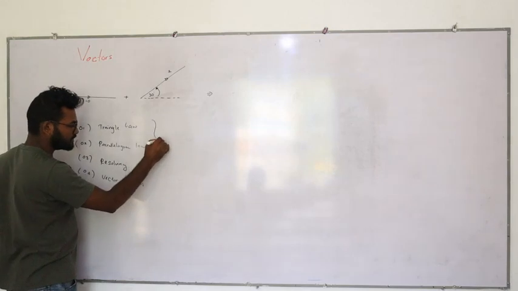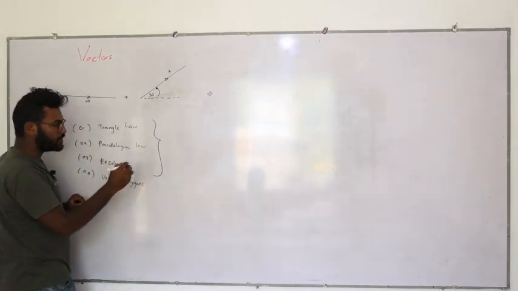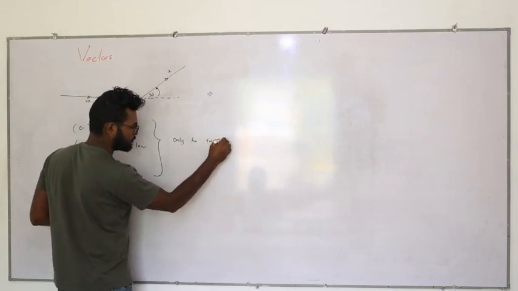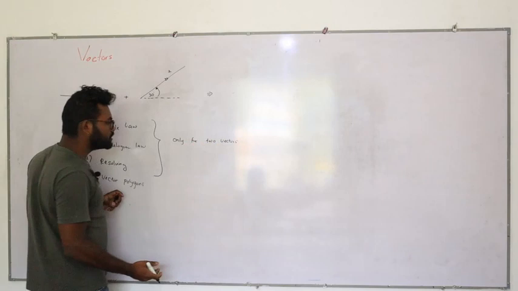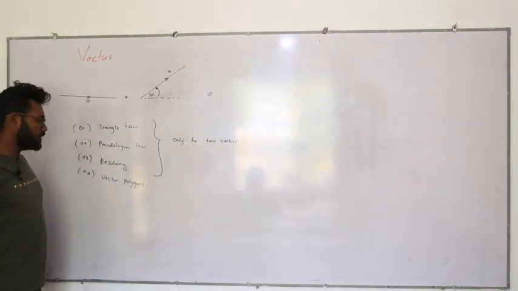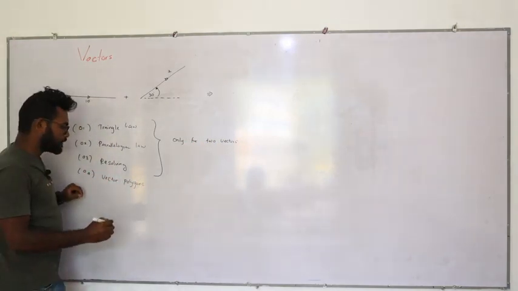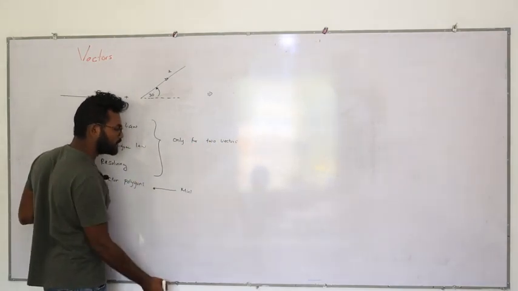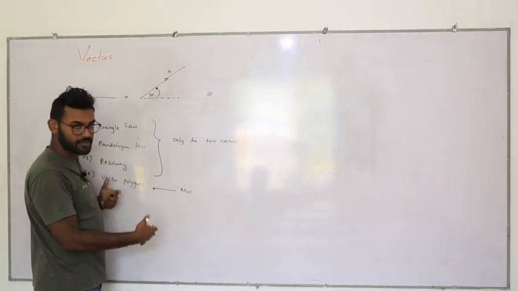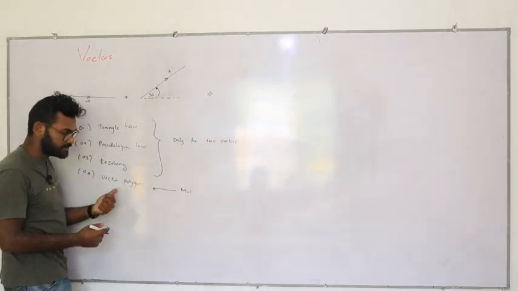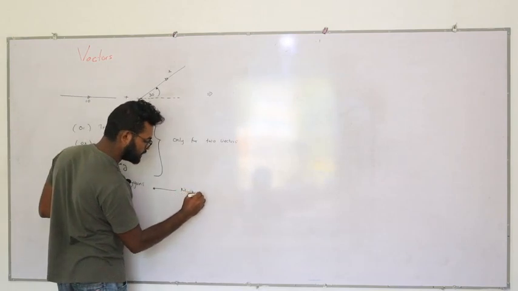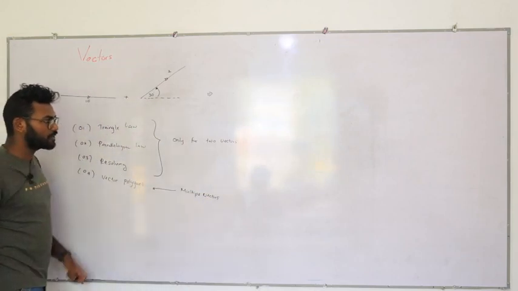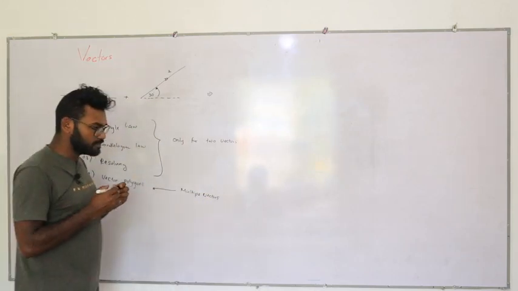So the first 3 can be used only for 2 vectors. If you have just 2 vectors to add or subtract, we can use it like that, right? But vector polygon we can use for multiple vectors. If you have more than 2 vectors, 3, 4, 5, 6, maybe 1000, we can use the vector polygon. So it will be multiple vectors, right? Okay, we'll write it down.